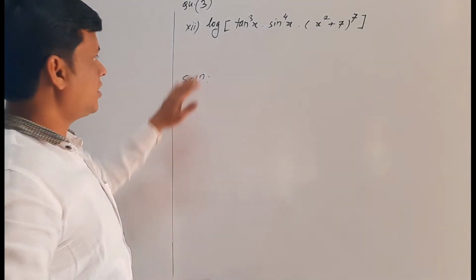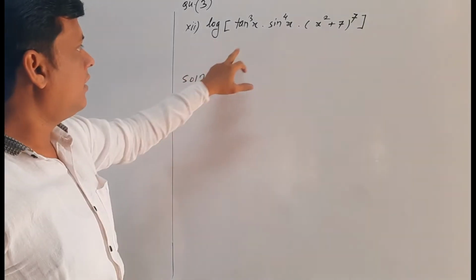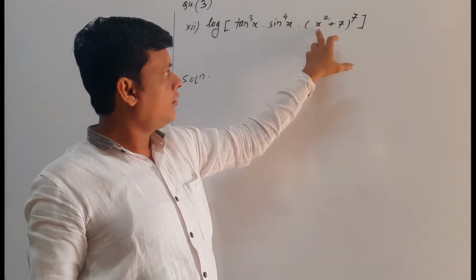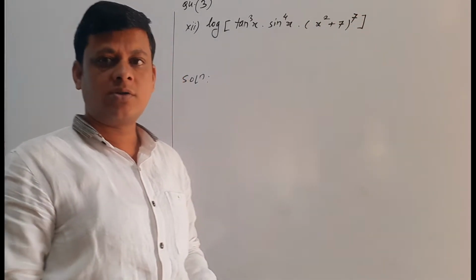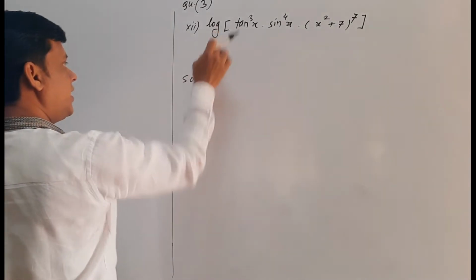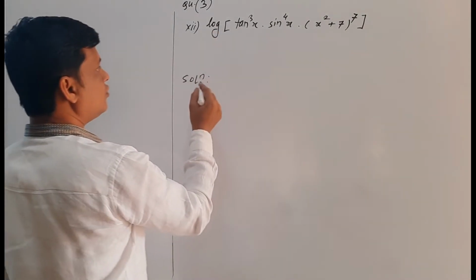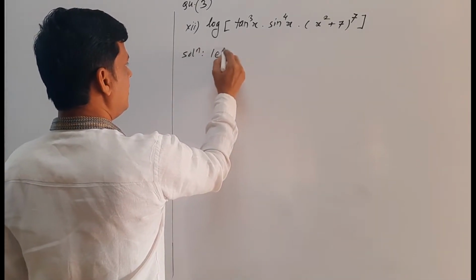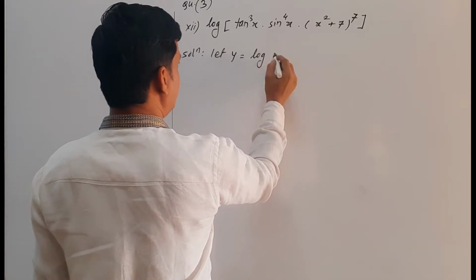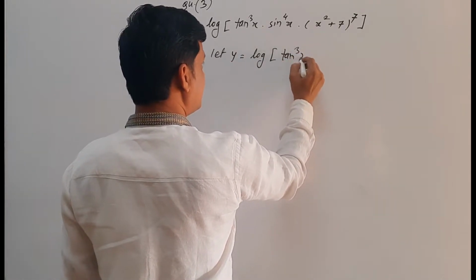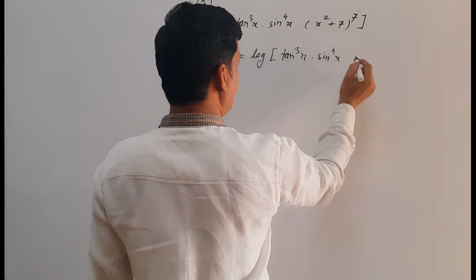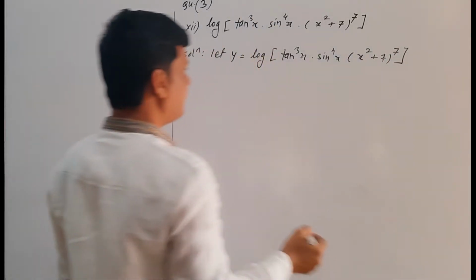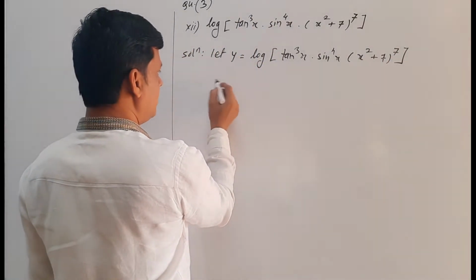Now see question 12: log of tan cube x into sin raised to the power 4x into x square plus 7 in bracket raised to the power 7. So here we have to use the property of log first. So in the solution we write, let y be equal to log of tan cube x into sin raised to the power 4x into x square plus 7 bracket raised to the power 7. So we use the log property here.